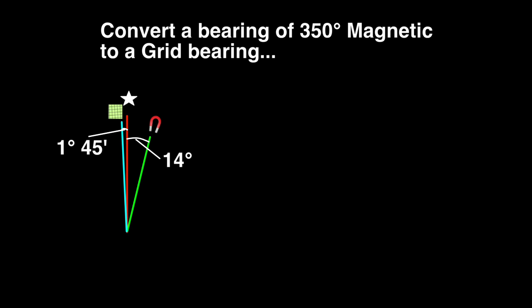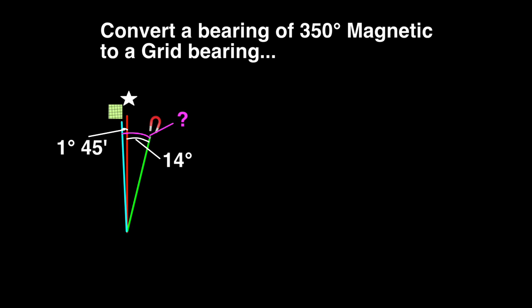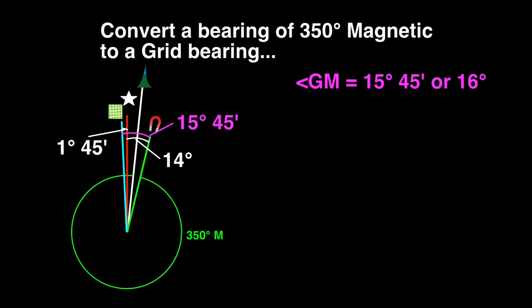Problem 5. Convert a bearing of 350 degrees magnetic to a grid bearing. Magnetic north is 14 degrees east of true north. Grid north is 1 degree 45 minutes west of true north. The angle between grid north and magnetic north is the 14 degrees from magnetic to true, plus the 1 degree 45 minutes from true to grid. That would be 15 degrees 45 minutes, which will round up to 16 degrees.